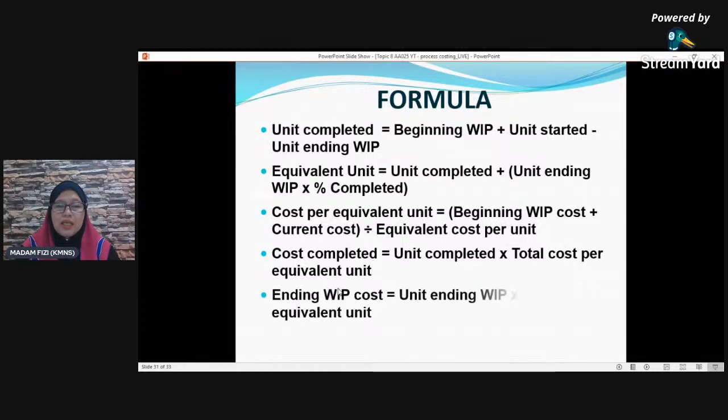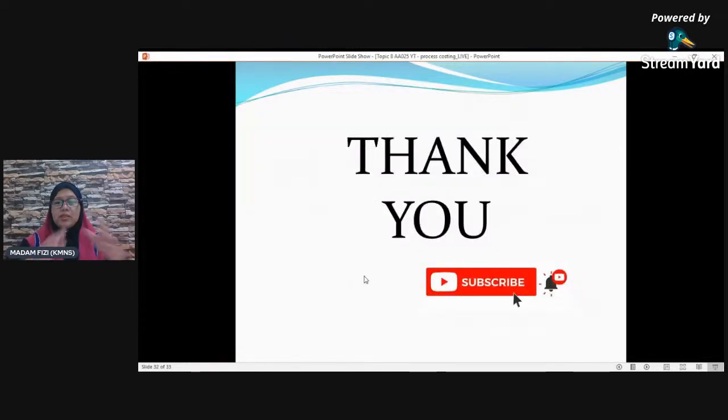Okay. And lastly, ending work in process cost equals to unit ending WIP multiply by cost per equivalent unit. Okay, so I want you to salin all this formula. Kalau awak faham, awak boleh hafal formula ni senang. Okay, so that's all for topic 8. Yeah, kita dah habis topic 8.